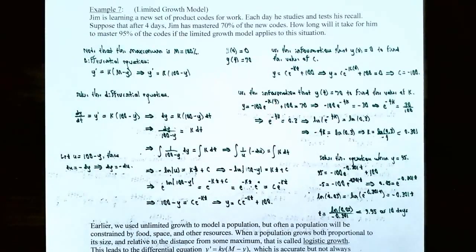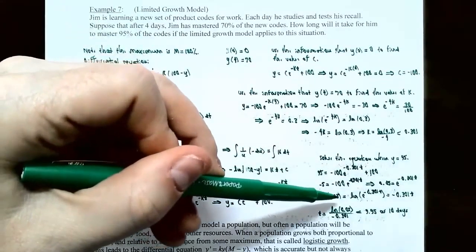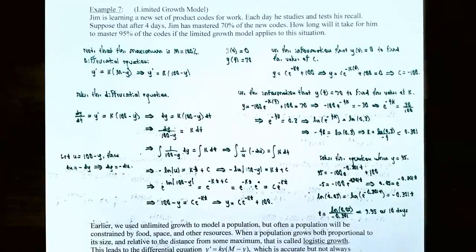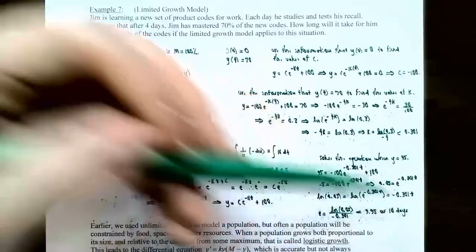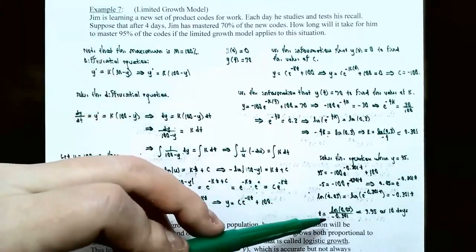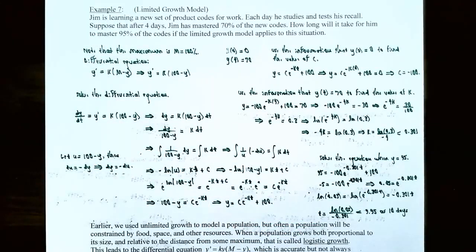And so now take natural log on both sides of the equation. So you have natural log of 0.05 is equal to natural log of the right-hand side of the equation, e to the negative 0.301 t. Natural log and e are inverses of one another, so you'll just be left with negative 0.301 t on the right-hand side of the equation. So to get t by itself, divide by negative 0.301, and so t is natural log 0.05 divided by negative 0.301. If you put this in the calculator, you'll get approximately 9.95. And since this is talking about days, we want to round to the nearest day, so about 10 days. It will take Jim about 10 days to master 95% of the codes.